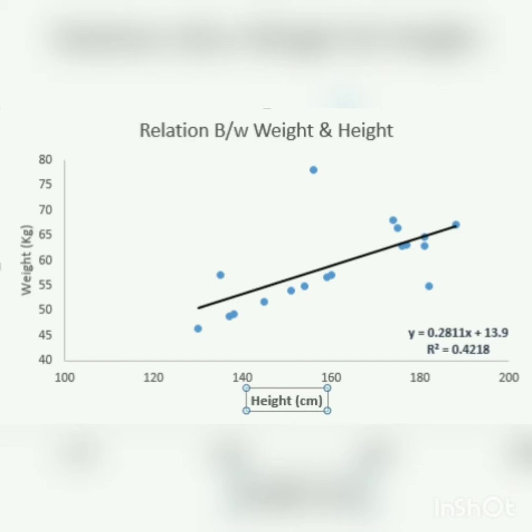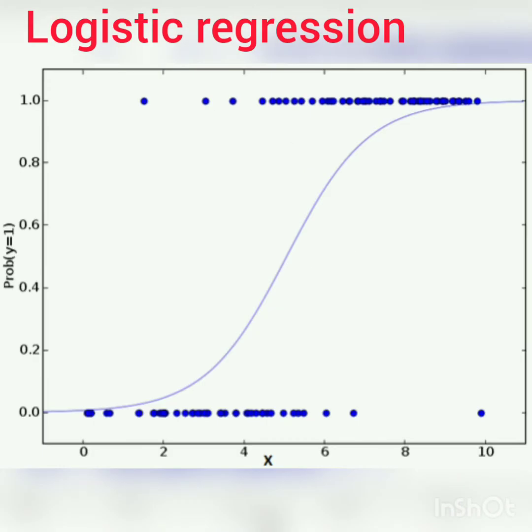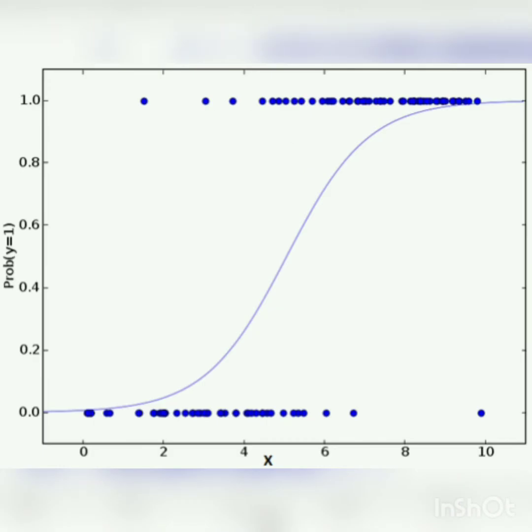So the next one is logistic regression. Don't get confused by its name. It is a classification, not a regression algorithm. It is used to estimate discrete values such as binary values like 1 or 0, yes or no, or true or false based on a given set of independent variables. In simple words, it predicts the probability of occurrence of an event by fitting data to a logit function. Hence, it is also known as logit regression. Since it predicts the probability, it outputs values between 0 and 1.